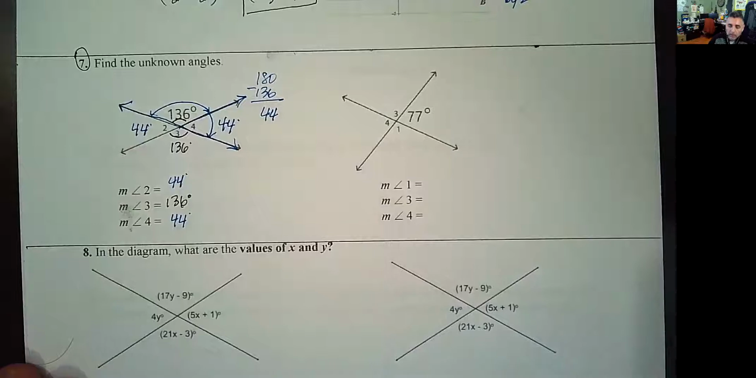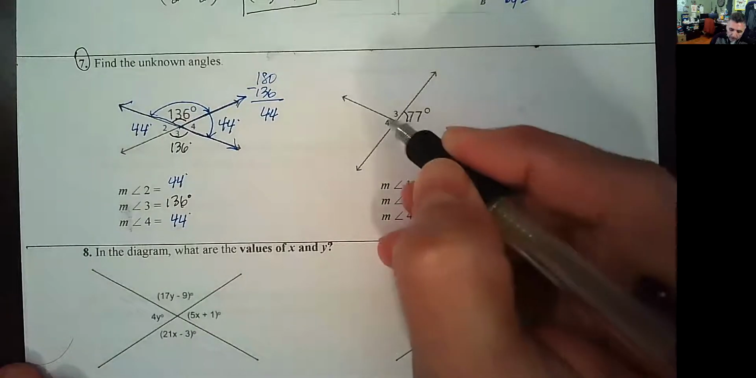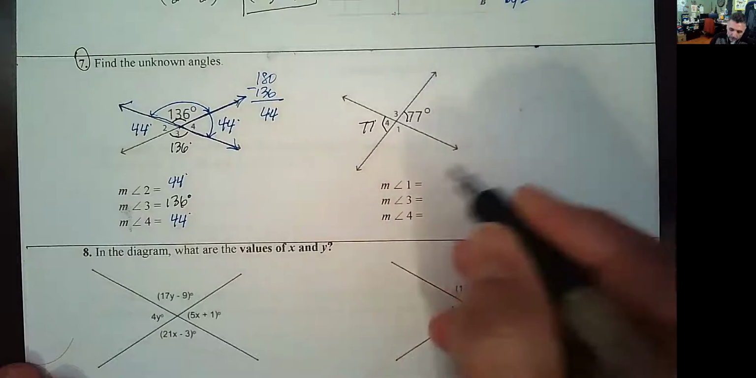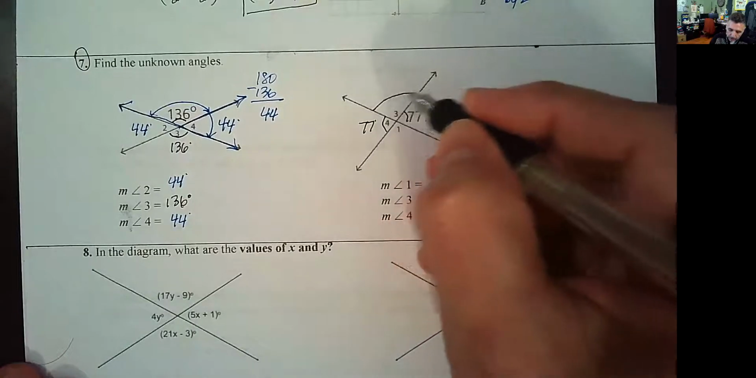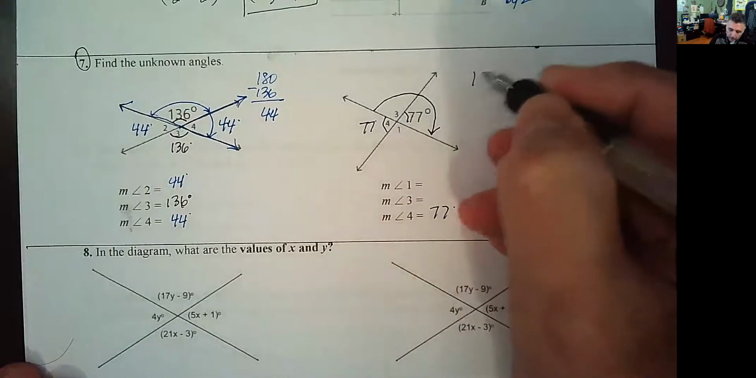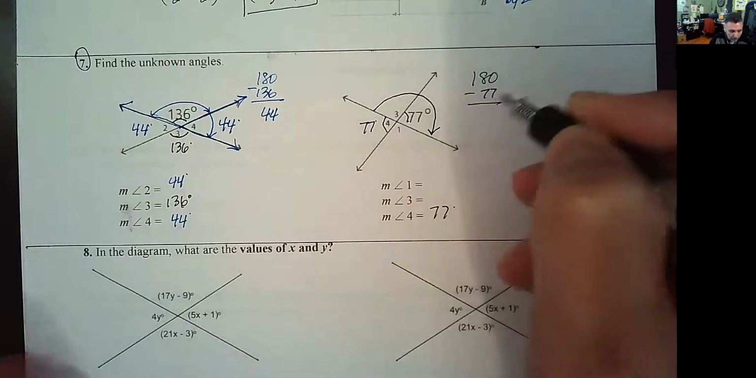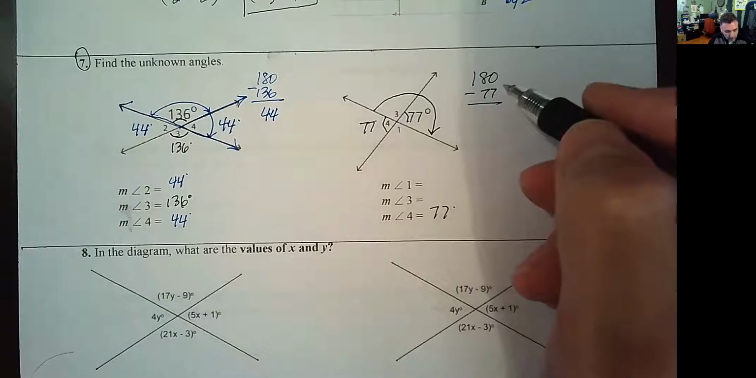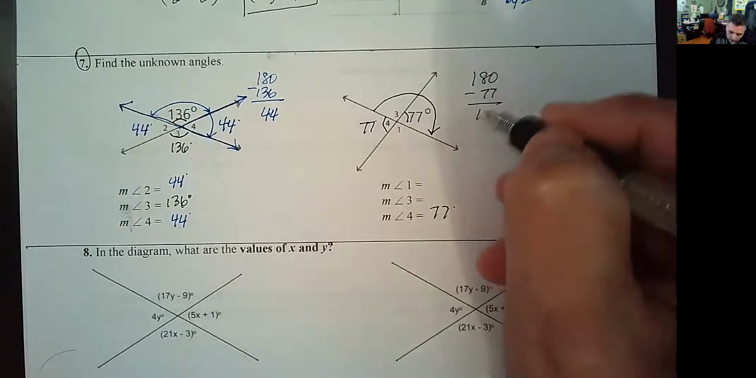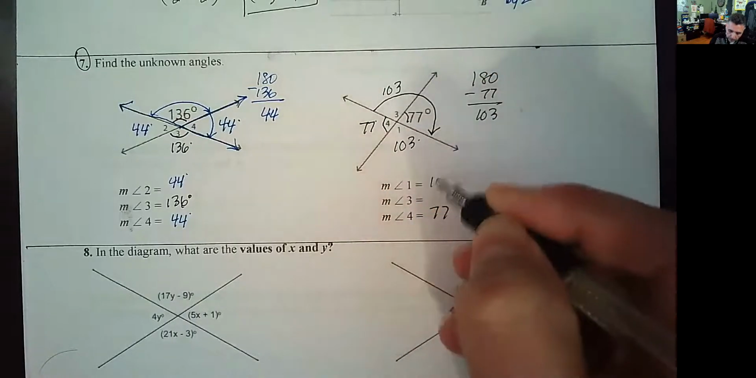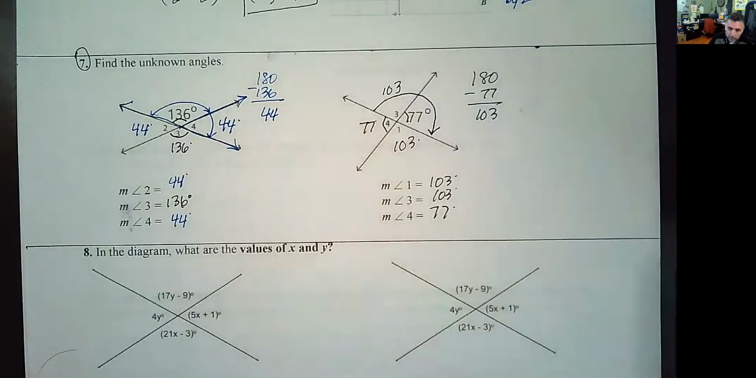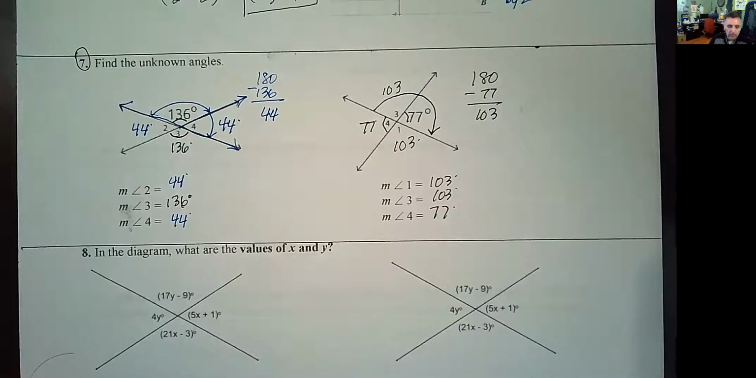Okay. So same idea here. 77 and that angle are the same. So those are both 77. These two up here form a linear pair. So I take 180 and subtract 77. I get 103. So I know this one is 103 and this one is 103. Pretty easy, straightforward. Pause this if you need to pause it. Let's move on.